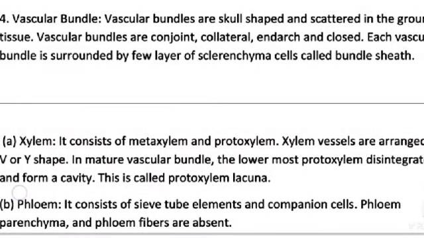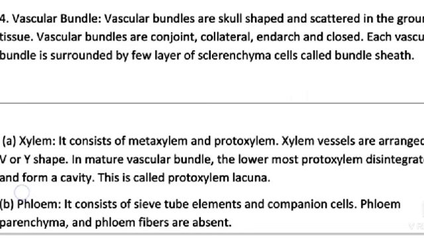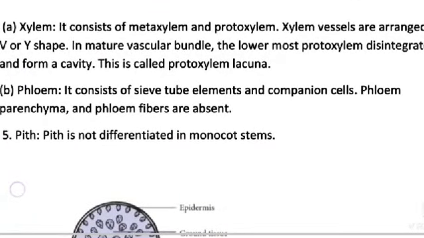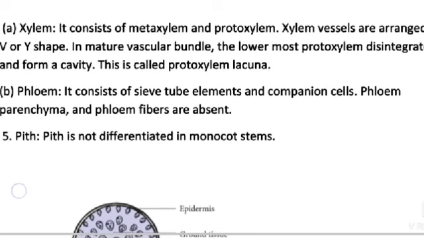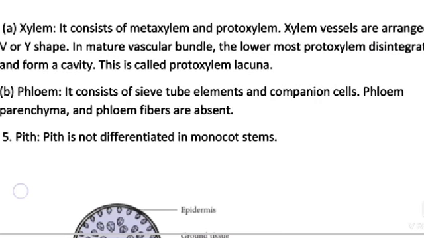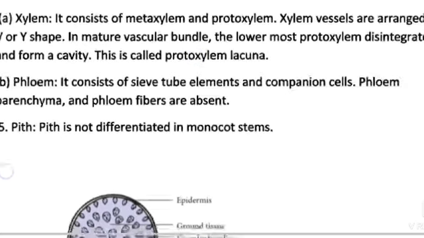Vascular bundle. Vascular bundles are skull-shaped and scattered in the ground tissue. Vascular bundles are conjoined, collateral, endarch and closed. Each vascular bundle is surrounded by a few layers of sclerenchyma cells called bundle sheath. Xylem. It consists of metaxylem and protoxylem. Xylem vessels are arranged in V or Y shape. In a mature vascular bundle, the lowermost protoxylem disintegrates and forms a cavity. This is called protoxylem lacuna.